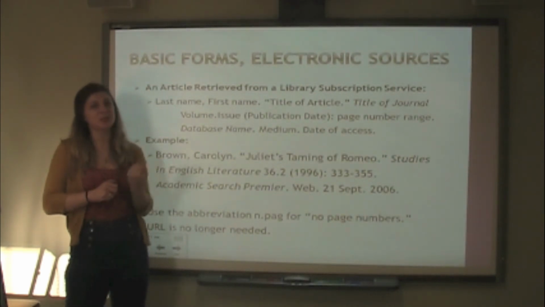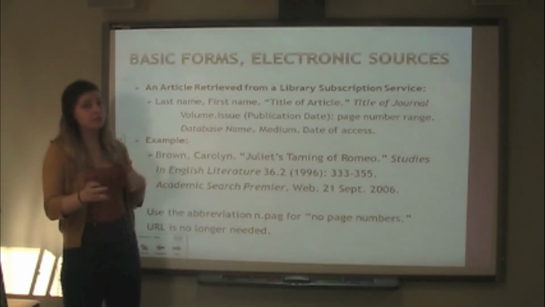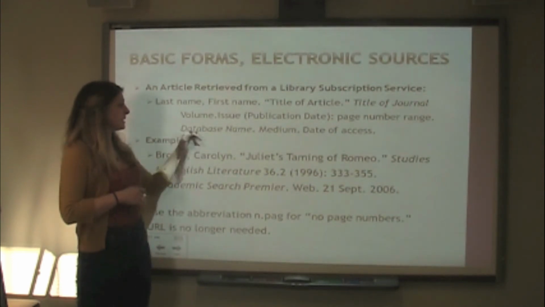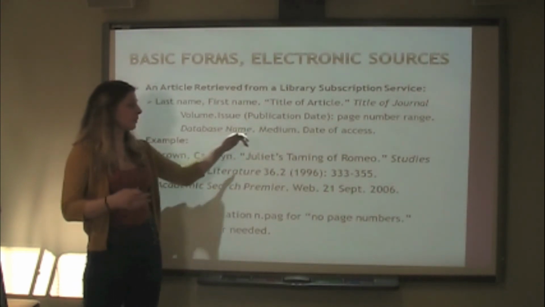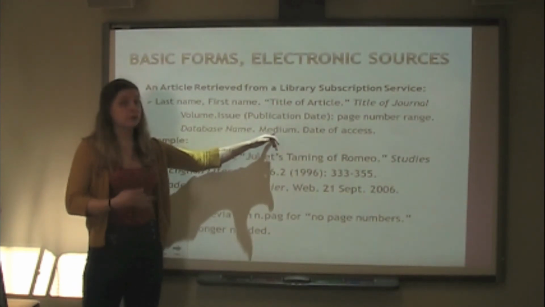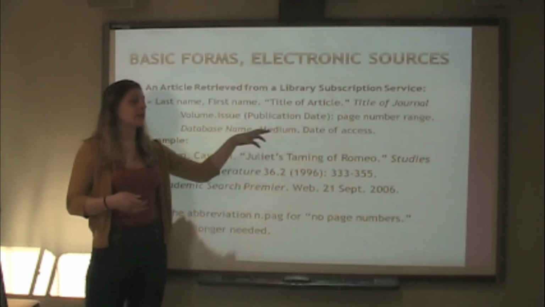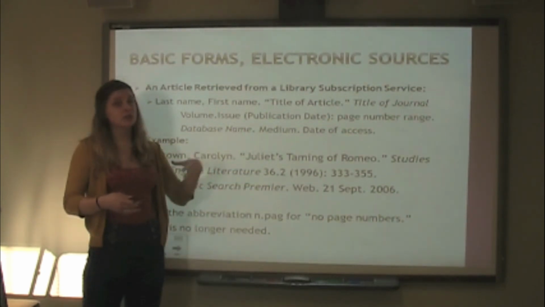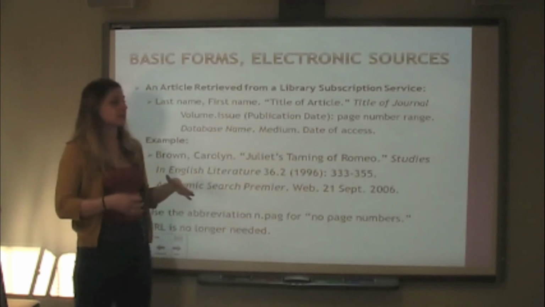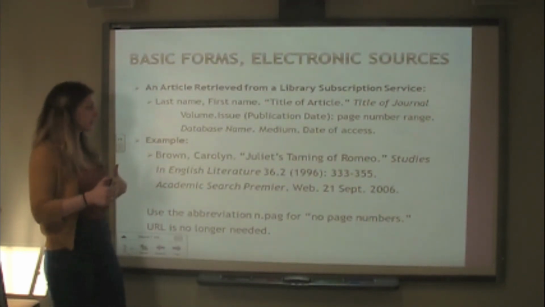If you only use one page, just put the one page. If not, use the whole range. The database name, like JSTOR for example, the medium, if you printed it, or if it was online, and the date of access. Again, this is really important because that could change from when you read it, so you'd want to have that cited correctly.